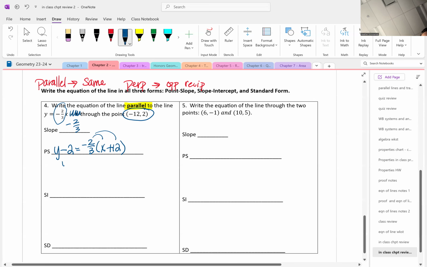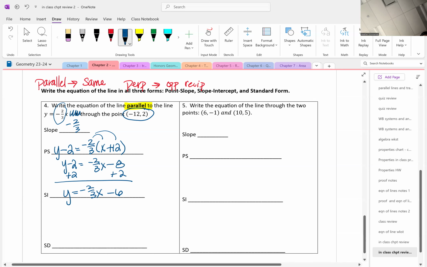First thing, distribute. Y minus 2 equals negative 2/3 x. A negative times a positive is a negative. And then we do 12 divided by the 3 on the bottom. So 12 divided by 3 is 4 times the 2 on top is 8. And we've already dealt with a sign, so we didn't have to deal with that anymore. Okay, add 2 to both sides. So I get y equals negative 2/3 x minus 6. And that's in slope-intercept form.